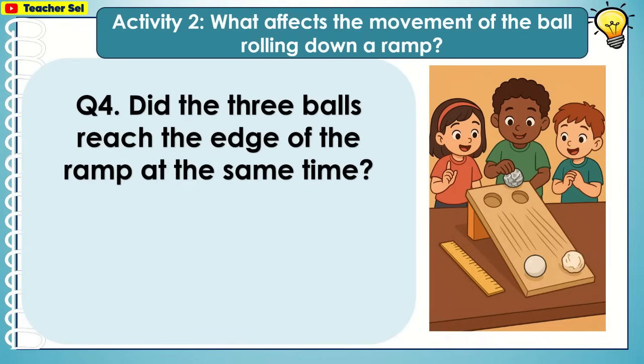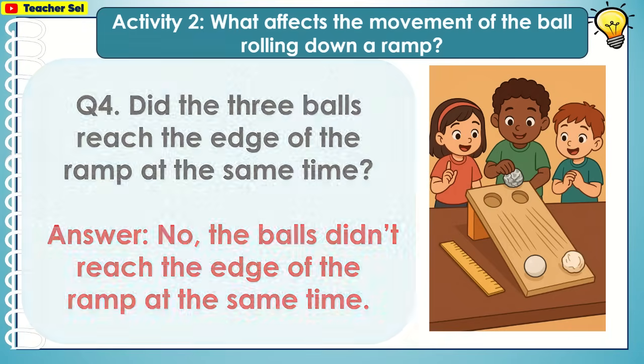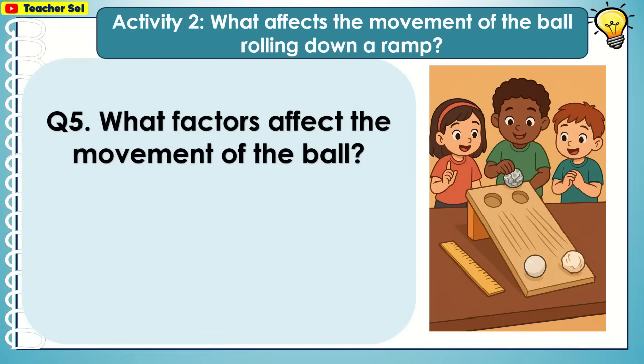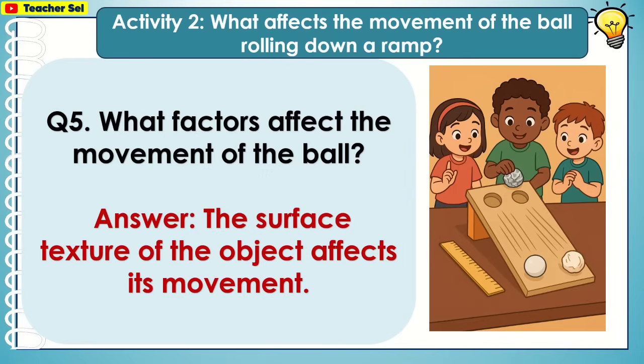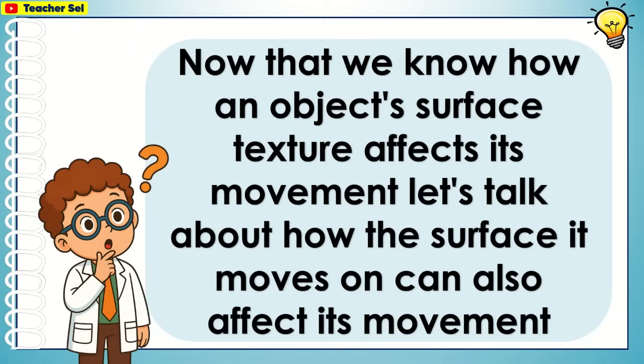Did the 3 balls reach the edge of the ramp at the same time? No, the balls didn't reach the edge of the ramp at the same time. What factors affect the movement of the ball? The surface texture of the object affects its movement. Now that we know how an object's surface texture affects its movement, let's talk about how the surface it moves on can also affect its movement.